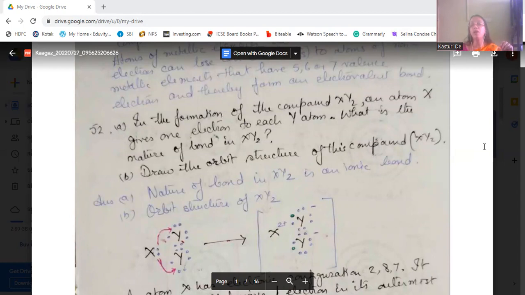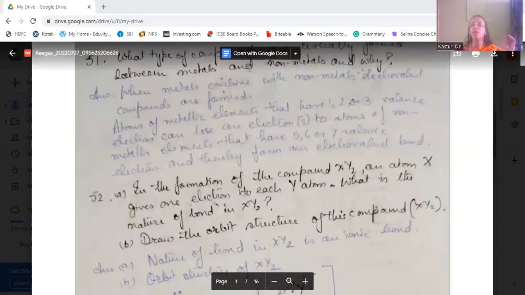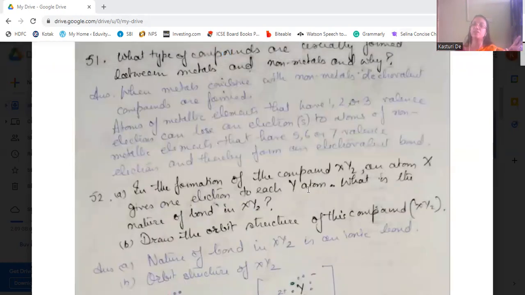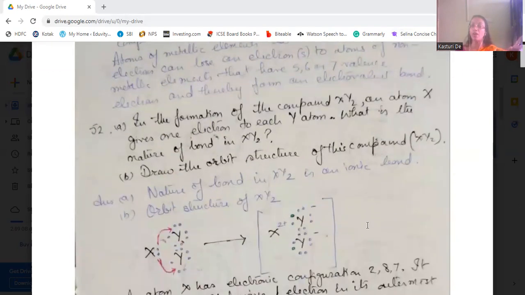So the nature of the bond in XY2 is an ionic bond. And the orbit structure is like this. See, 1 electron it's giving to each Y atom, as the question says. So 2 Y atoms are there, and X gives 1 electron to each. That means X has 2 electrons in its valence shell.